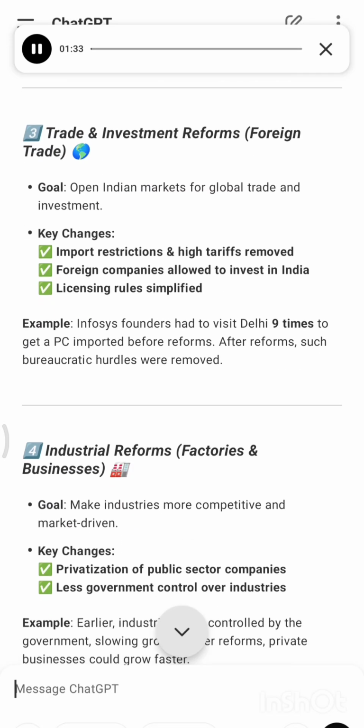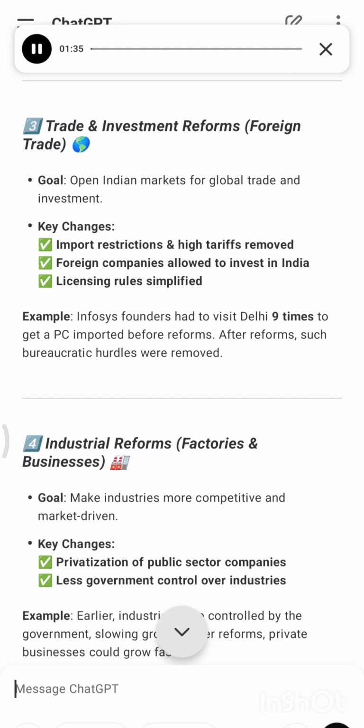3. Trade and investment reforms, foreign trade. Goal: open Indian markets for global trade and investment. Key changes: import restrictions and high tariffs removed. Foreign companies allowed to invest in India. Licensing rules simplified. Example: Infosys founders had to visit Delhi 9 times to get a PC imported before reforms. After reforms, such bureaucratic hurdles were removed.